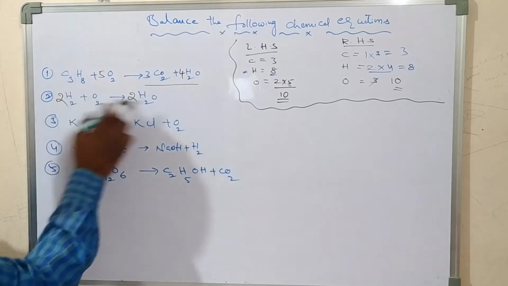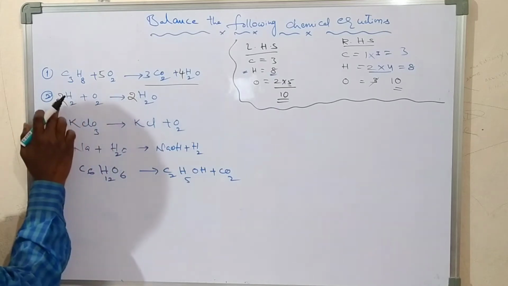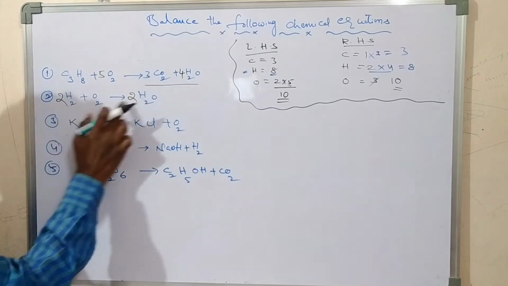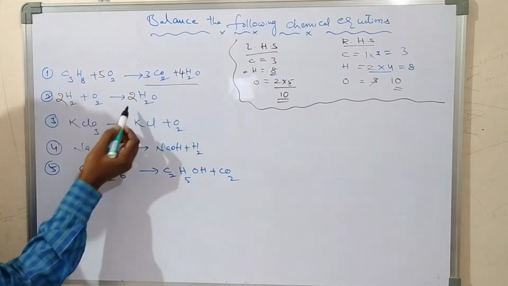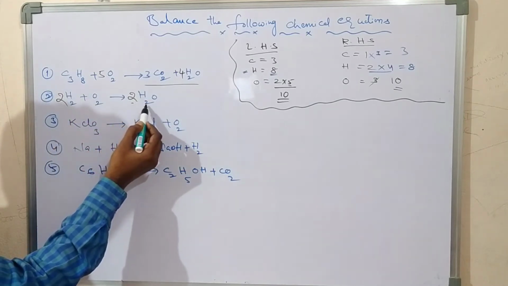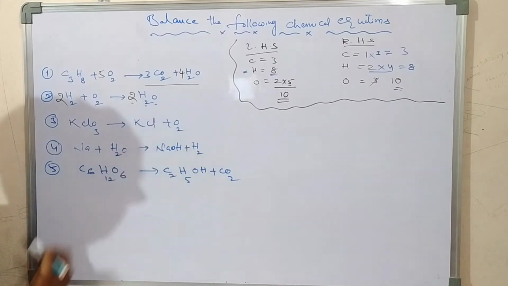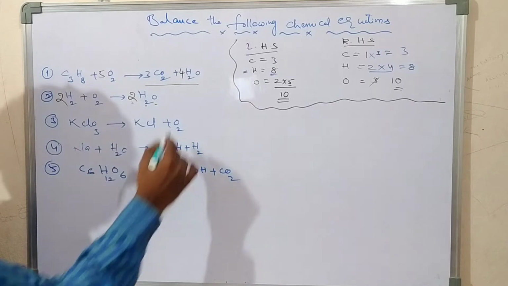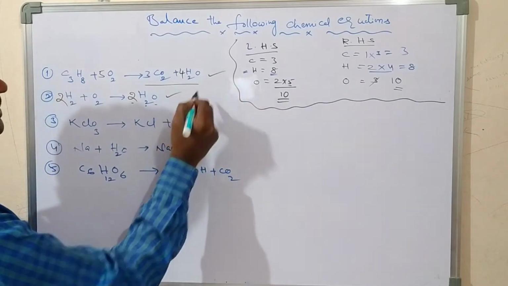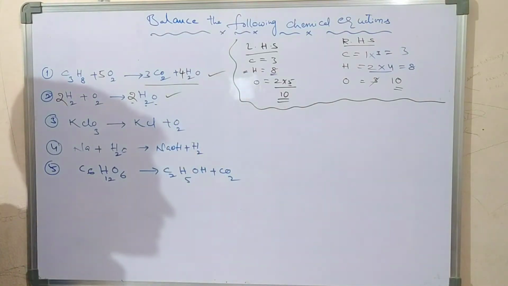Now say whether both sides are equal or not. 2 into 2, 4 hydrogens; 2 into 2, 4 hydrogens. 2 oxygens, 2 oxygens. Remember, this 2 belongs to hydrogen as well as oxygen. That's why 4 hydrogens are there, and 1 oxygen. It is a balanced equation.